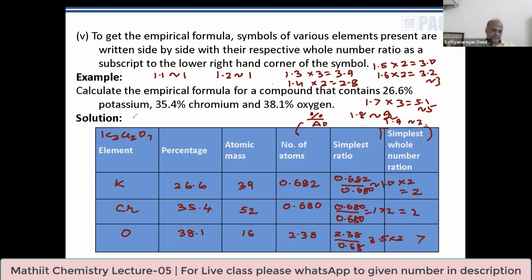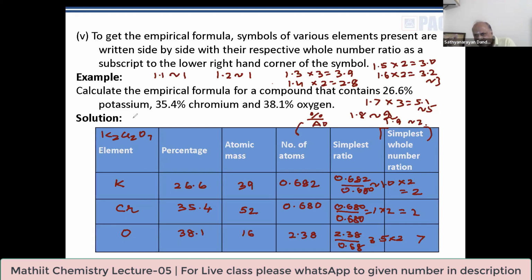Sir, with the number 1.3, can we multiply it with 2? Which one? That 1.3, sir. No, 2.6 it becomes. Wherever it is 0.5, multiply by 2. Wherever it is 0.6, multiply by 2.